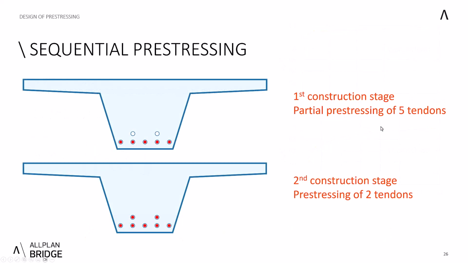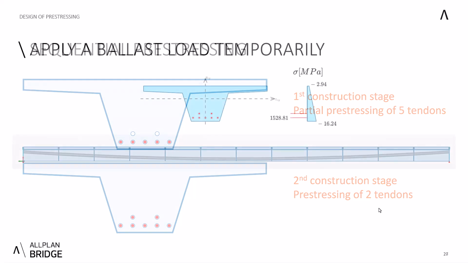The same principle can be applied by sequential prestressing at two construction stages. We apply a small prestressing, 5 tendons only, at the time when concrete strength is low, and we increase the prestressing when the concrete strength reaches the required value.